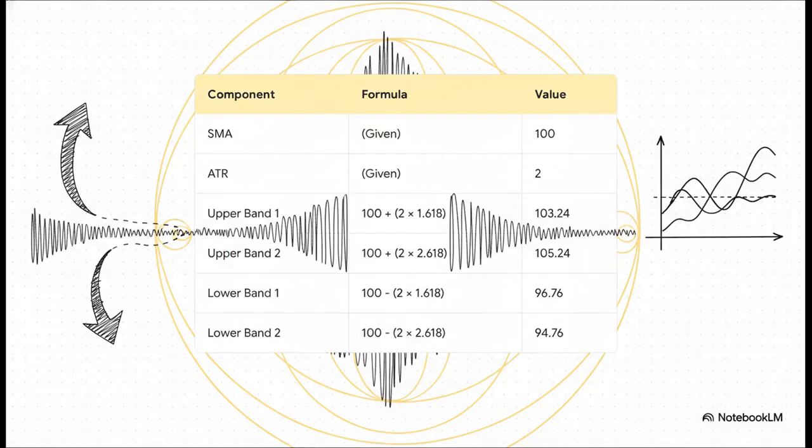Seriously, that's it. Let's put some simple numbers to this to make it crystal clear. Let's just say the SMA is at 100, and the ATR value is 2. For that first upper band, you just take that ATR of 2, multiply it by the golden ratio, 1.618, and add that to the SMA of 100, and boom, you get 103.24. The exact same logic applies for all the other bands, creating this really precise map of volatility levels.